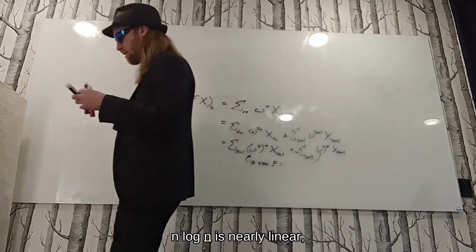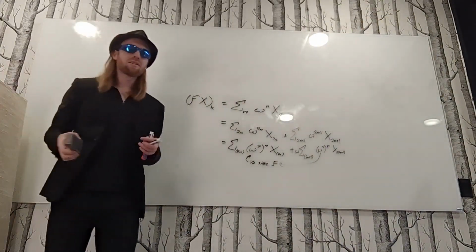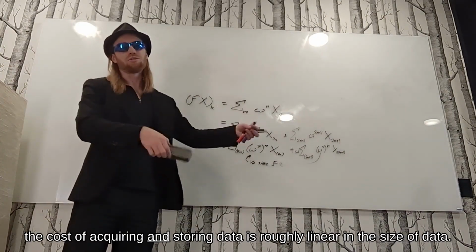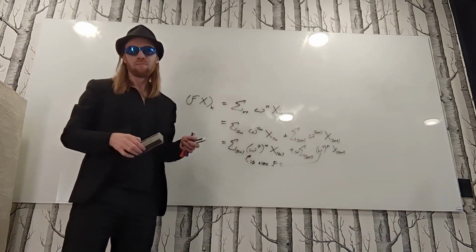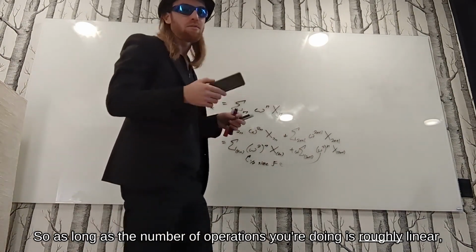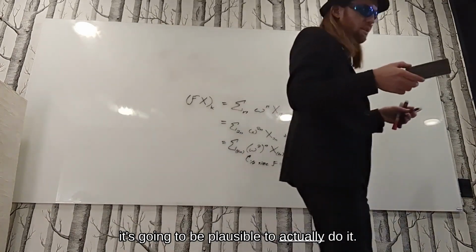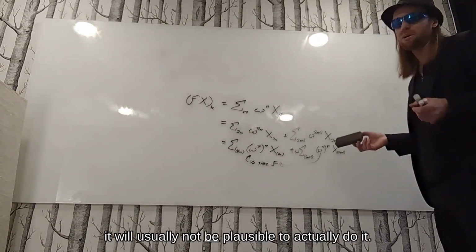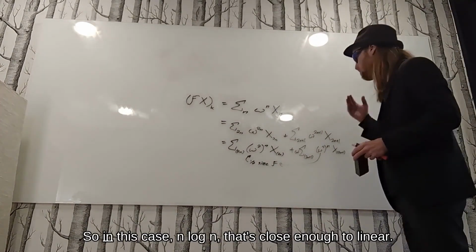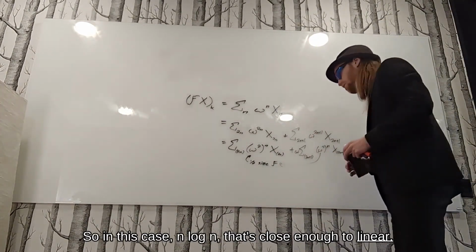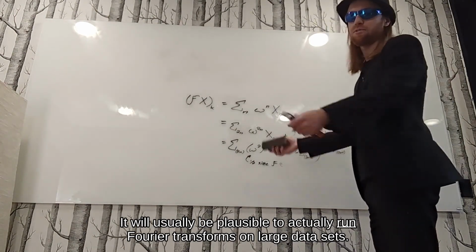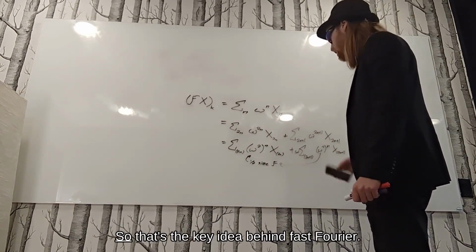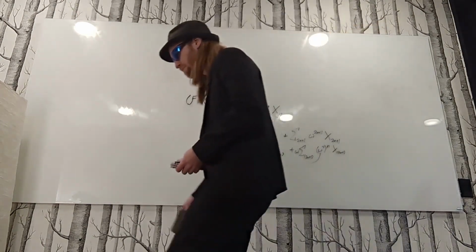That's nice. N log n is nearly linear, which means, remember, generally speaking, the cost of acquiring and storing data is roughly linear in the size of data. So as long as the number of operations you're doing is roughly linear, it's going to be plausible to actually do it. Whereas if the number of operations you're doing is superlinear, it will usually not be plausible to actually do it. So in this case, n log n is close enough to linear. It will usually be plausible to actually run Fourier transforms on large data sets. So that's the key idea behind the fast Fourier transform.